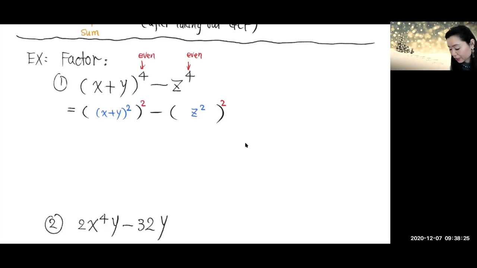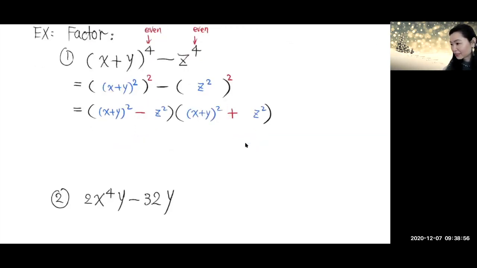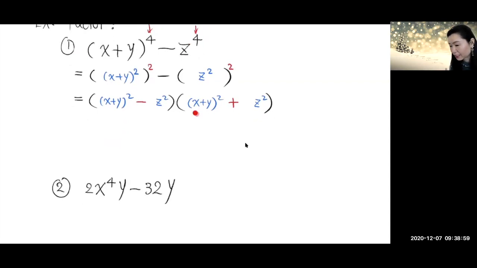Now, this is a difference of 2 squares. A square here, subtract a square here, so we can use the difference of 2 squares formula. So what does that factor into? Well, you take the base over here, which is x plus y squared, and you take the base here, which is z squared. The first one here will be the difference of the two bases. The second one is the sum of the two bases. So you factor that into these two factors right here.